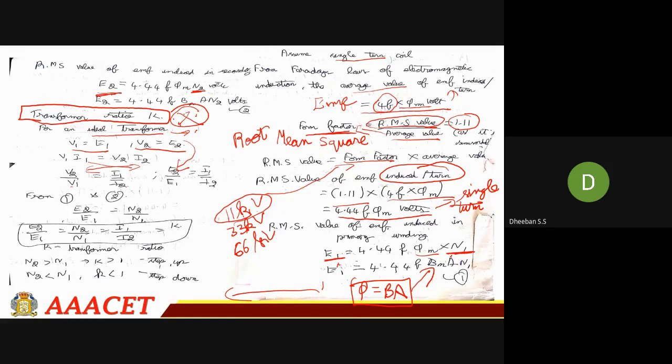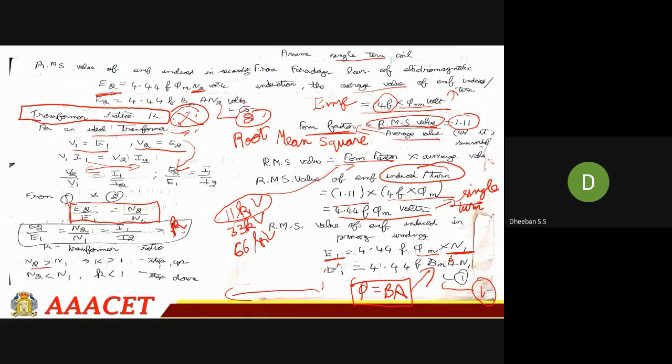Now if you are equating this equation and this equation, this is your first equation and this is your second equation. Now if you are equating these two equations, because all these terms are constants, this one gets cancelled out and this one gets cancelled out, so you'll be getting E2 by E1 equal to N2 by N1. So the final transformer ratio is represented by K. This K value will be equal to E2 by E1 equal to N2 by N1 equal to I1 by I2.